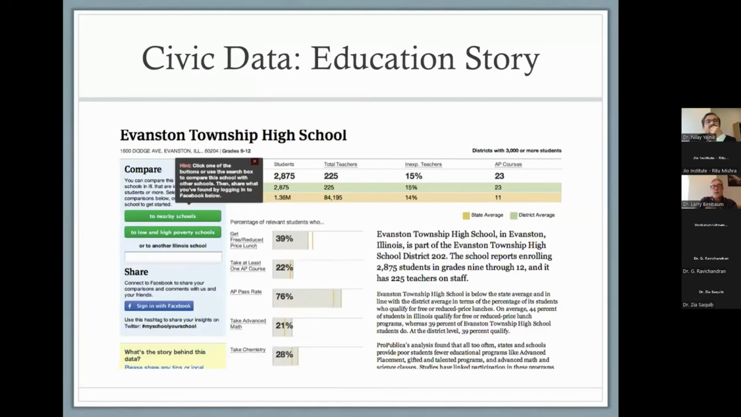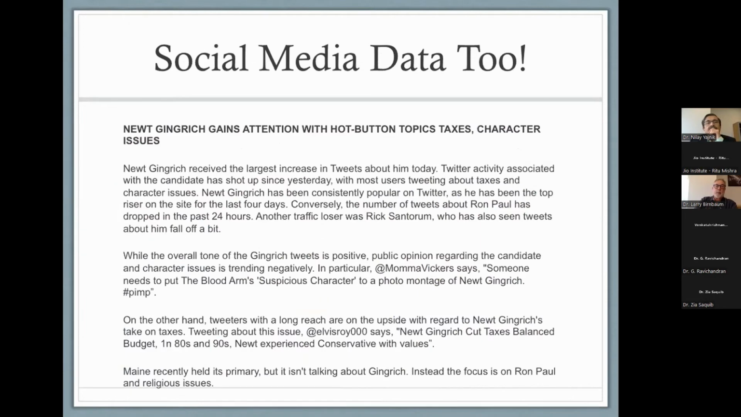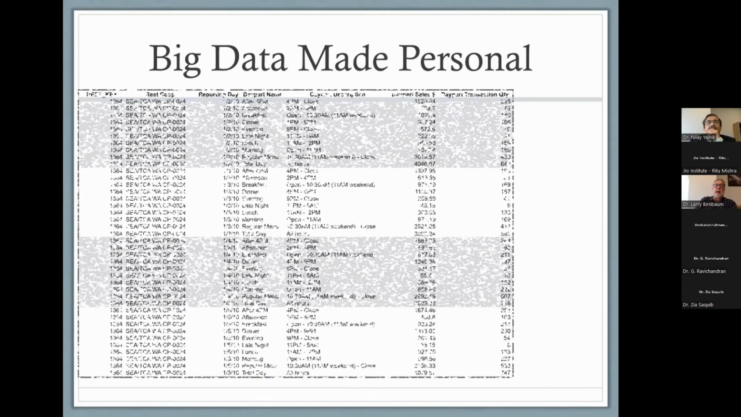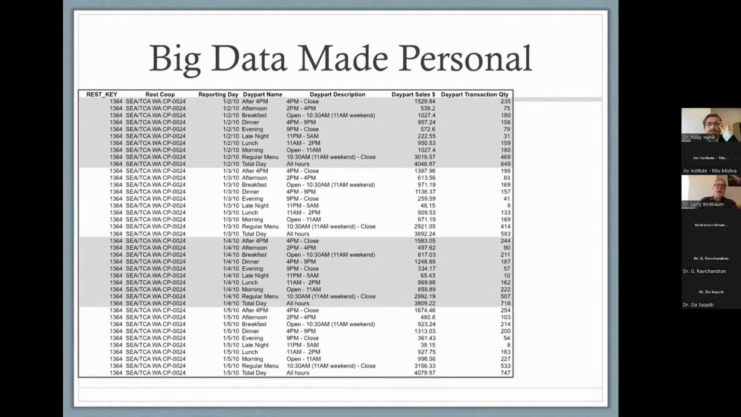And here's a story that was generated about Evanston Township High School, which is the town that I lived in at the time and the school that my children went to. We've done stories about social media data. The idea here is to make big data personal. The critical point I want to make is that you don't need a machine to tell 10 stories. You get some people to write those stories. You don't even need a machine necessarily to write 100 or 1,000 stories. You need a machine to write hundreds of thousands or millions of stories.